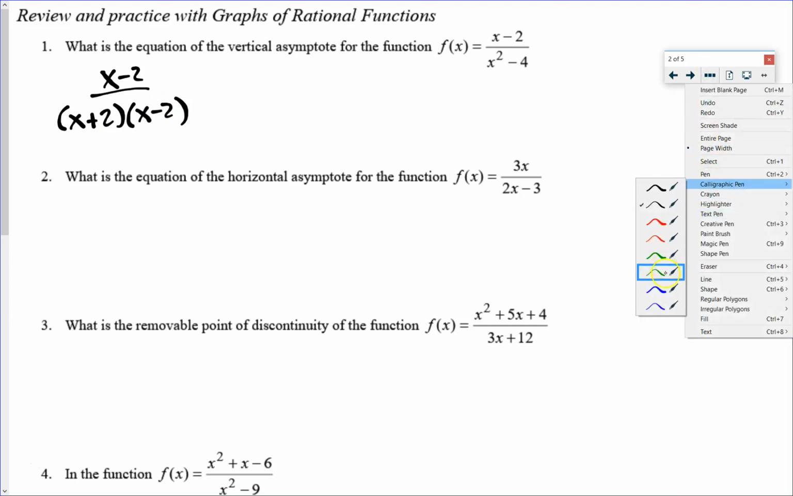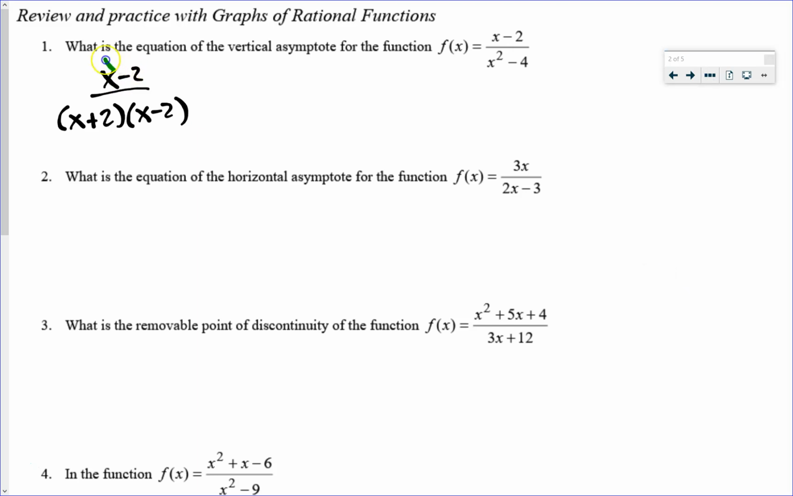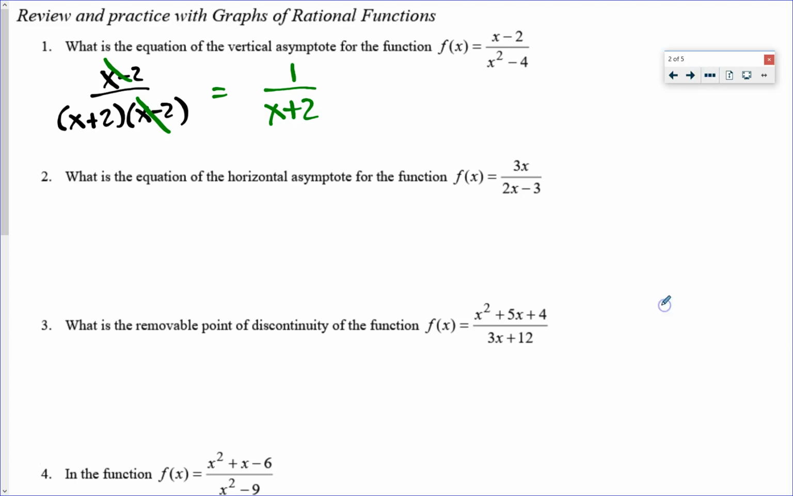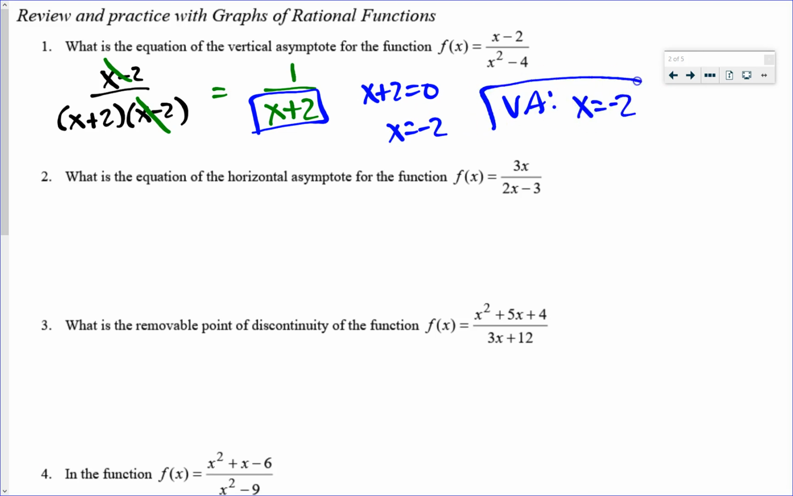After I do that, I simplify what I can, and I notice that they have a shared factor of x minus 2. So they cancel out. We're left with 1 over x plus 2. Now I can answer the question. Vertical asymptote can be found in my denominator. So we're going to look with what's left. Make that equal to 0. So x is going to equal negative 2. So our vertical asymptote is going to be the line x equals negative 2.